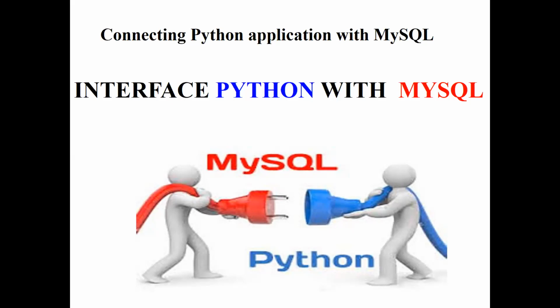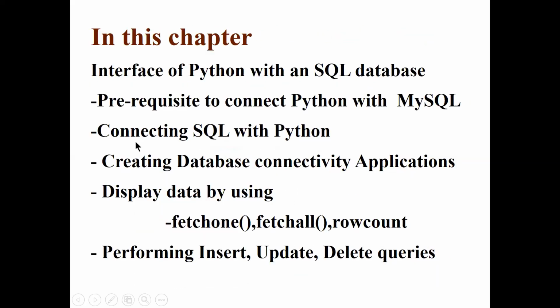To have a smooth data flow between Python and MySQL, we need to establish the connection between Python and MySQL. To establish the connection, what are all the steps that we have to follow? That is what we are going to understand in this chapter. In this chapter, we are going to understand the interface of Python with an SQL database, starting with the prerequisites to connect Python with MySQL.